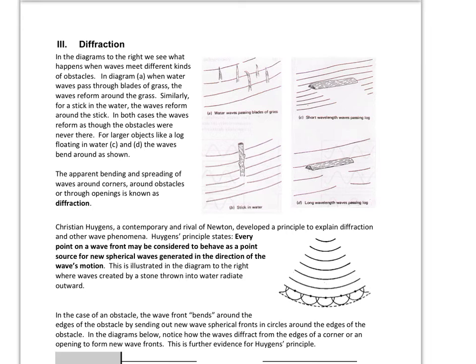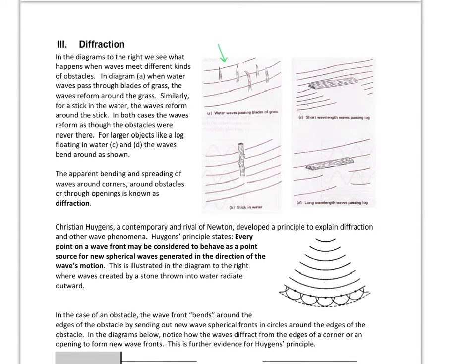All right, so we've talked about reflection, we've talked about refraction, we're going to talk about diffraction now. So in the diagrams to the right, we see what happens when waves meet different kinds of obstacles. So in diagram A here, when water waves pass through blades of grass, the waves reform around the grass. So the waves are traveling this direction here. The wave hits the blade of grass and it seemingly has a gap. However, once it continues, it reforms itself after this blade of grass.